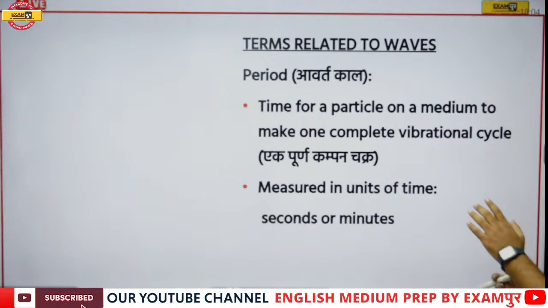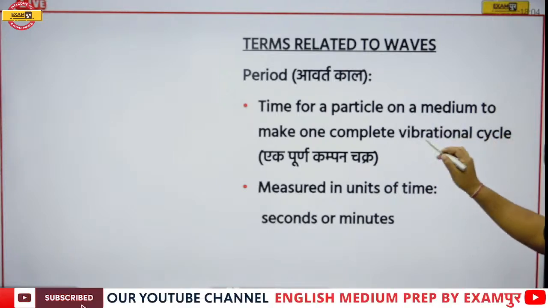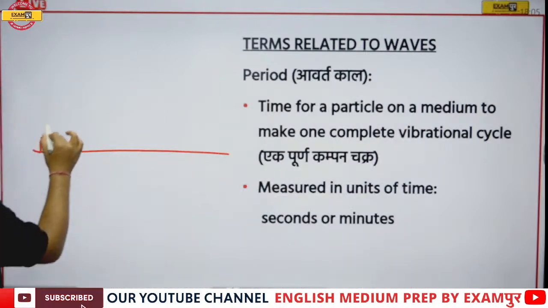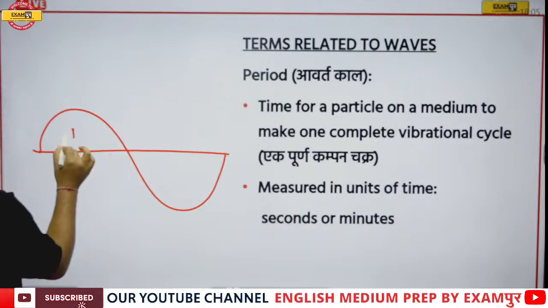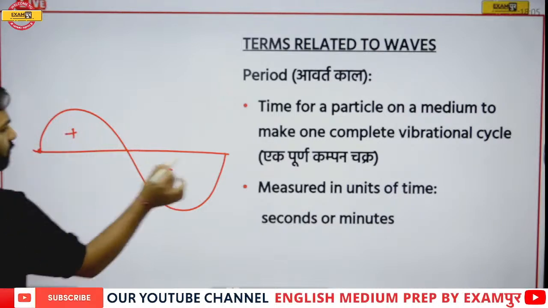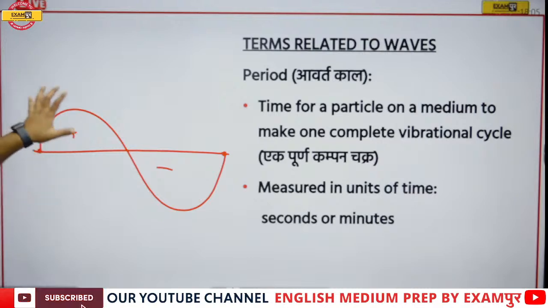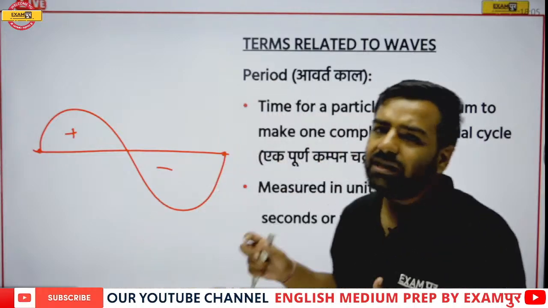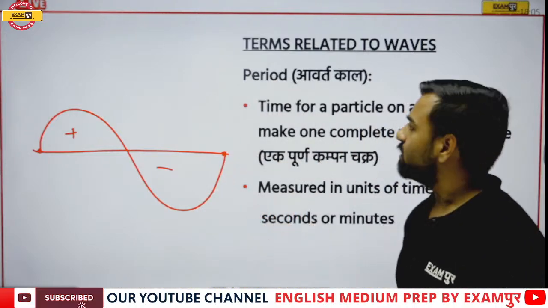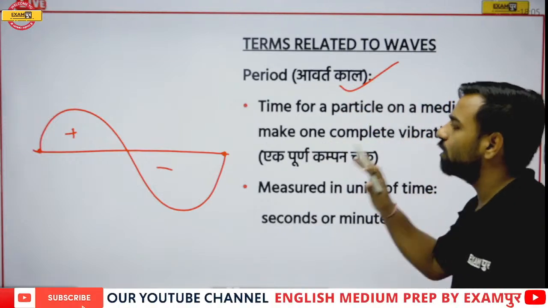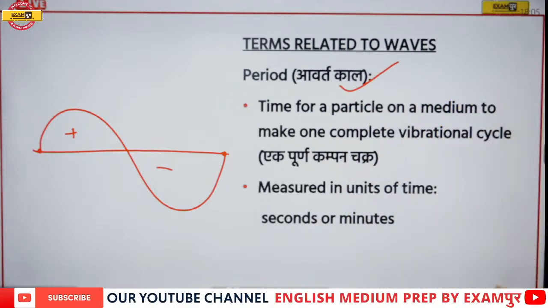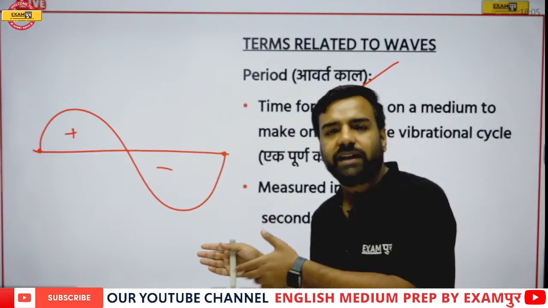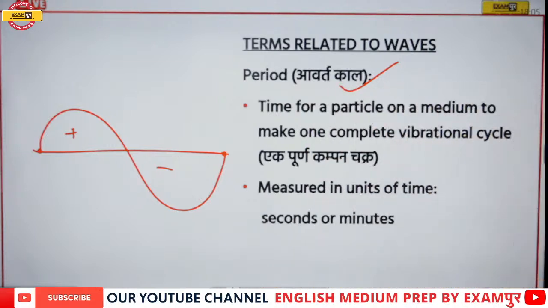Okay, next talking about the period. Now what is period? It is the time for a particle of a medium to make one complete vibrational cycle. Just have a look. If I draw a positive and negative cycle here, a complete cycle is from this location to this location. So there must have been a certain time, correct? Which is in either seconds or minutes. Obviously, in most cases, this would be in seconds. So yes, this is your period. Its unit would be either seconds or minutes. Now, this was about period.